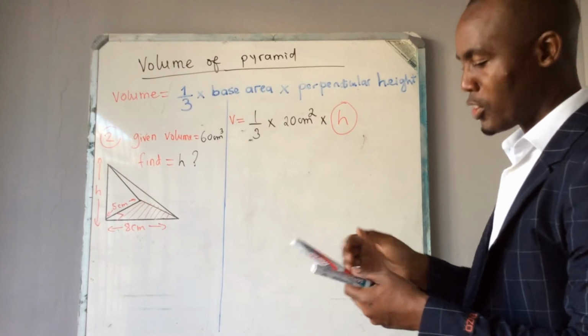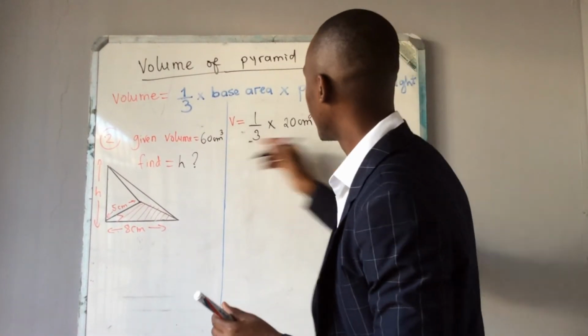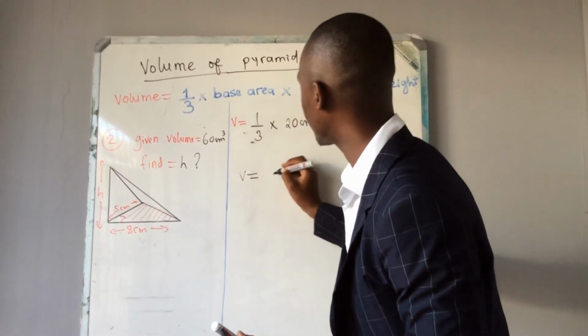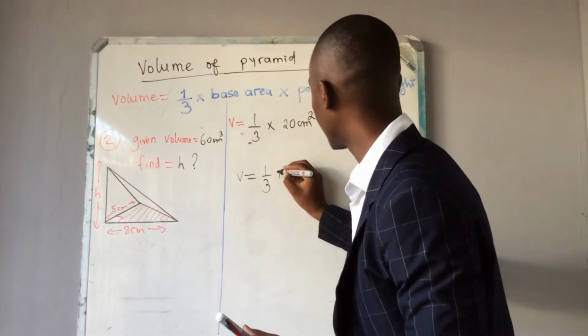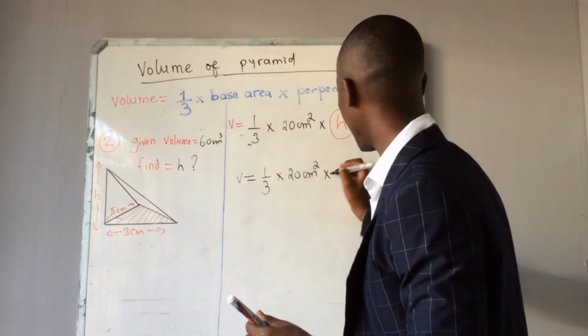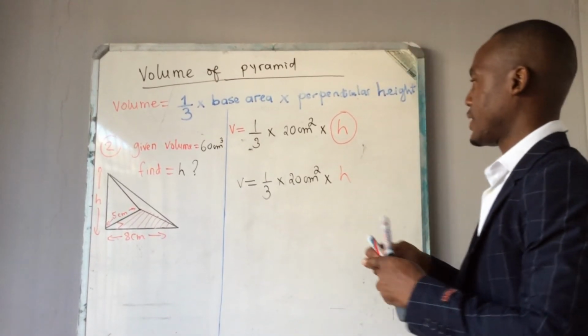Now, we're going to use some algebraic manipulation. The first thing is to put the formula as it looks, which is V equals 1/3 times 20 centimeters squared times the height. That's what we're looking for.